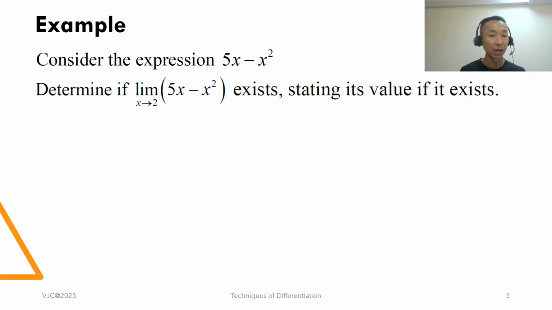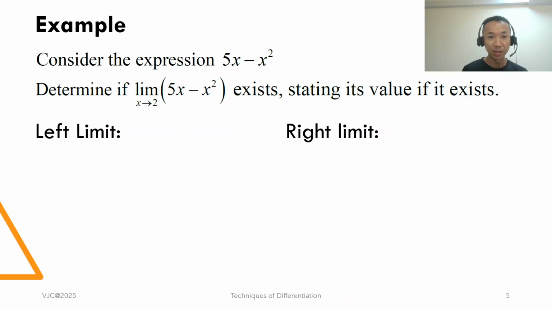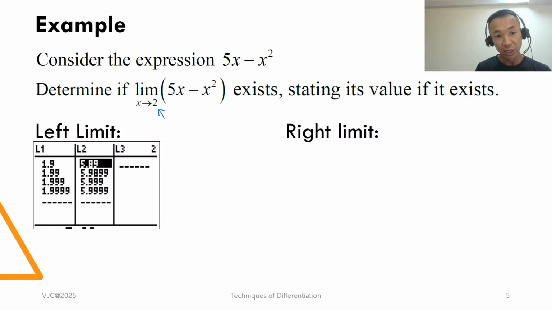Let's be a bit scientific about it. So let's look at the left and the right limit. Left limit means what? It means it approaches the value 2 from the left. That means it's 1.9, 1.99, 1.999. So if you look at the notes carefully, the GC has every ability to do this for you. You can see from 1.9 to 1.999 here, it approaches the value 6.